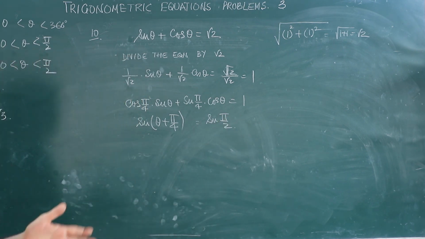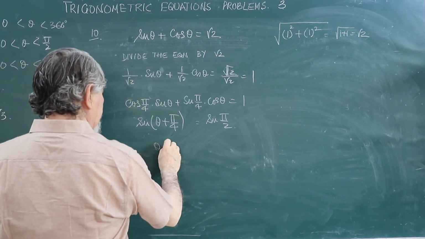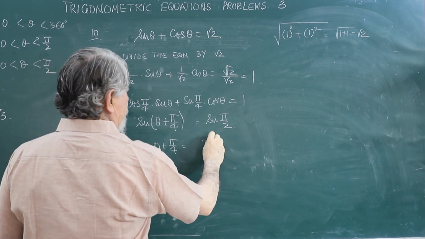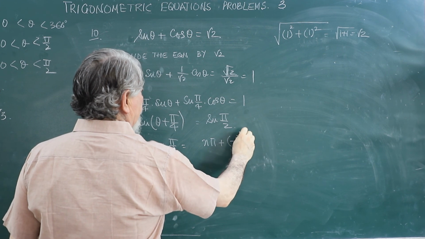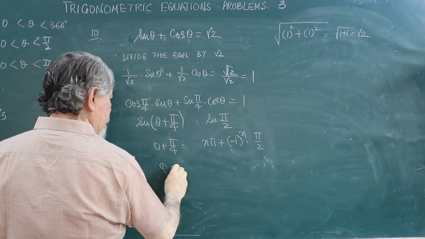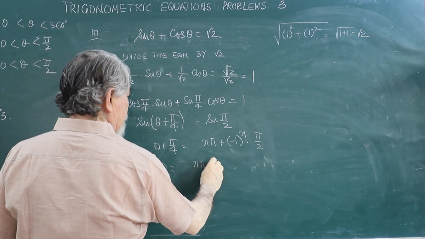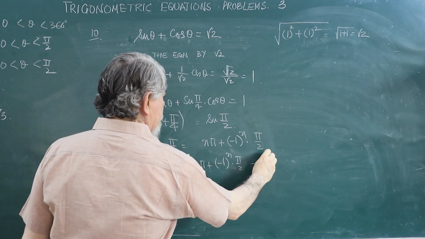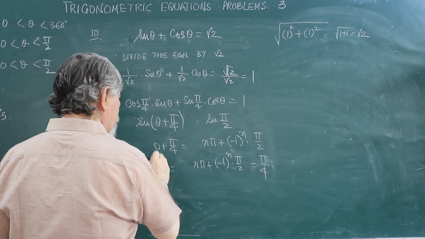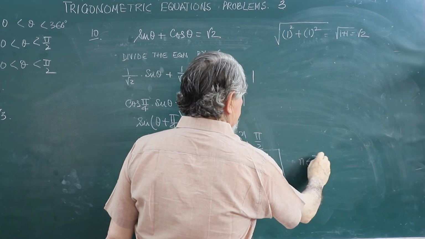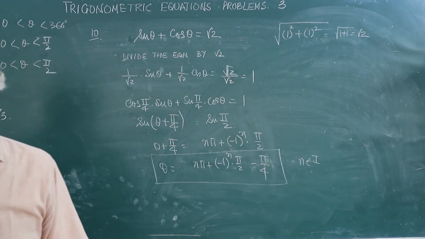Now sin theta is equal to sin alpha. If sin theta is equal to sin alpha, then theta plus pi by 4 will be equal to n pi plus minus 1 to the power n times alpha, with alpha as pi by 2. So theta will be n pi plus minus 1 to the power n pi by 2 minus pi by 4. This is the general solution, where n belongs to set of integers.